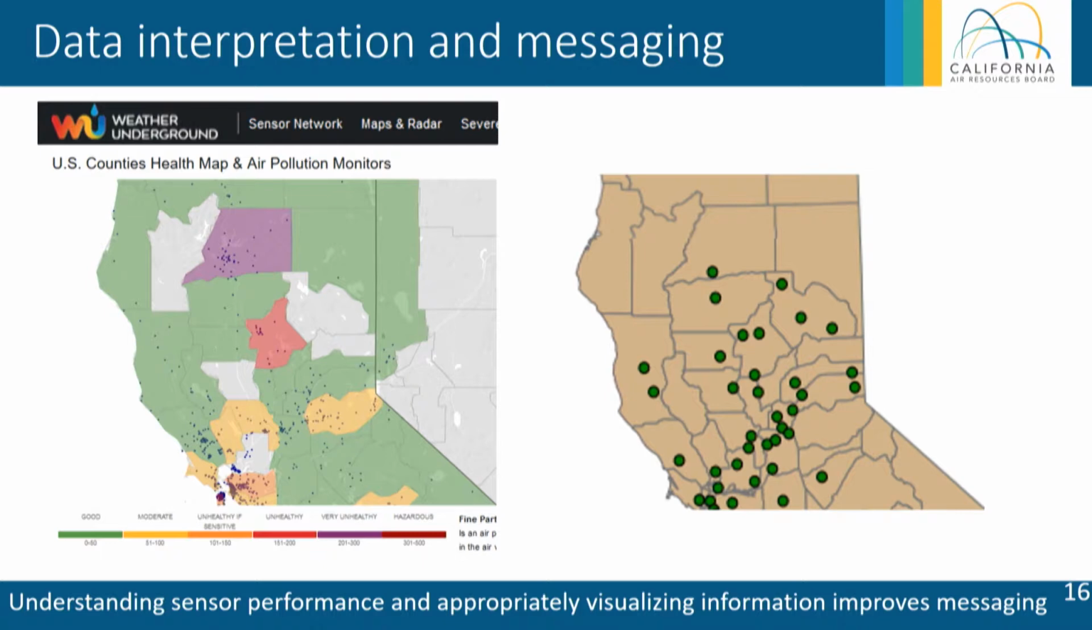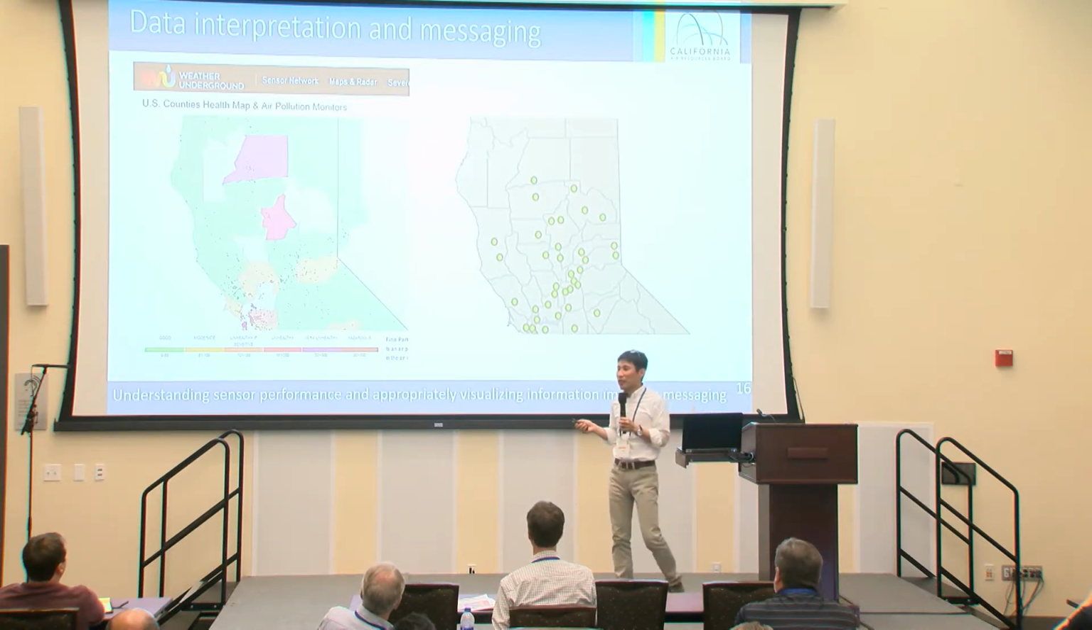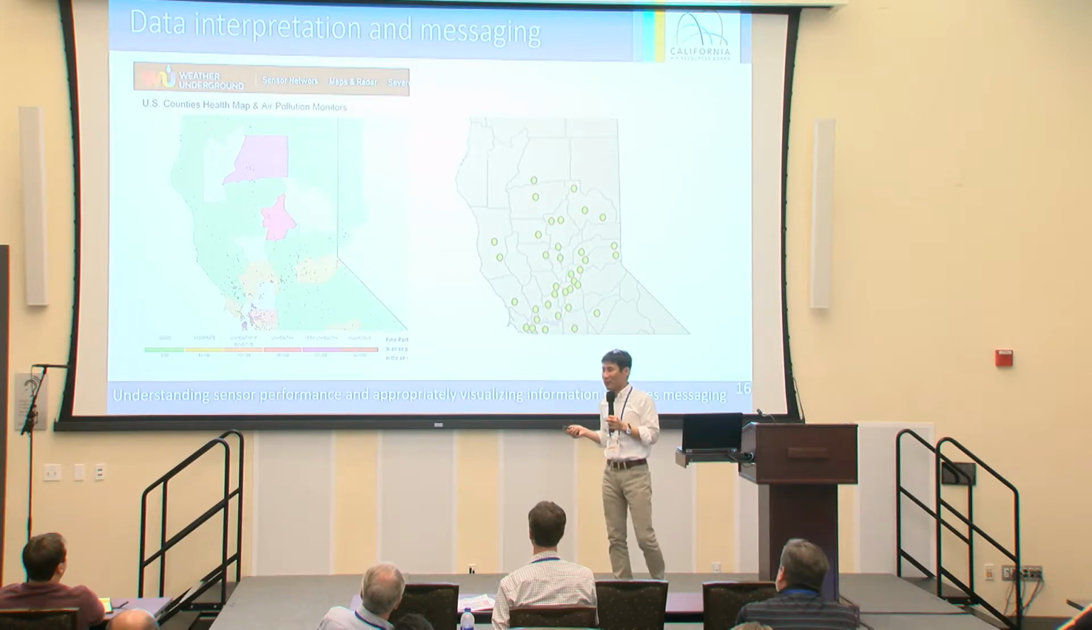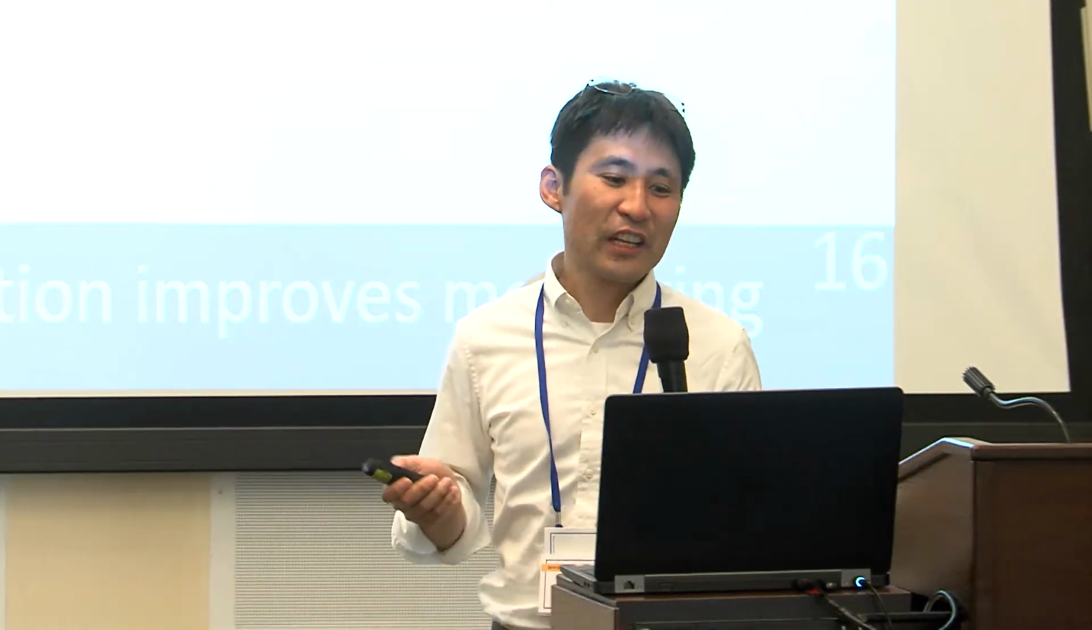So I dove into the data, and it turns out there's one faulty sensor providing high value data, and I don't see the other sensors providing that high value. So the message here is that sensor data are not regulatory data, and they're not treated as regulatory data. Another message is that understanding sensor performance and appropriate visualization really improves the messaging. So that's my presentation. Thank you very much.